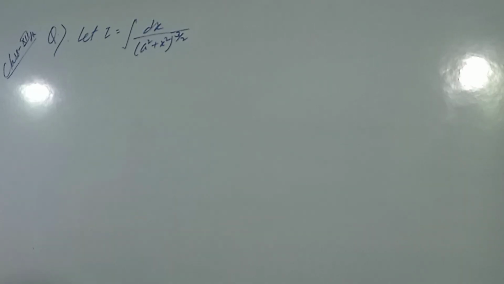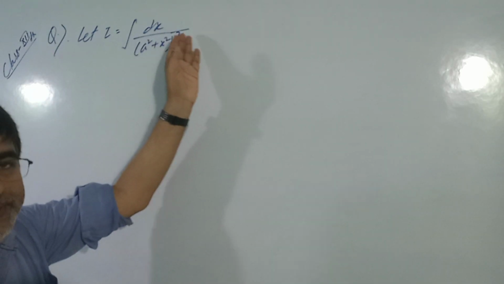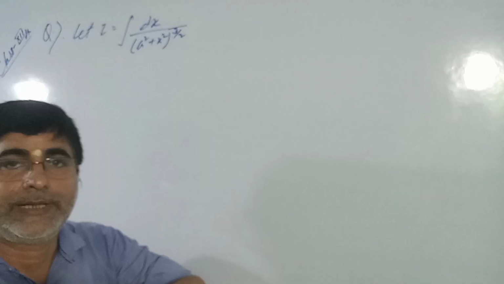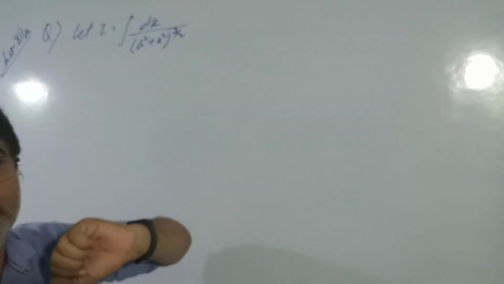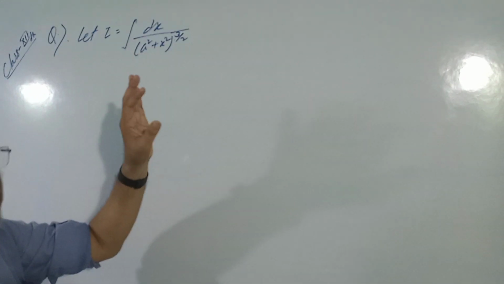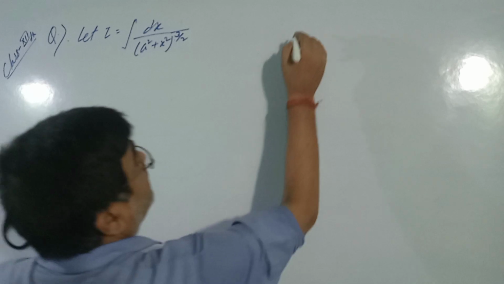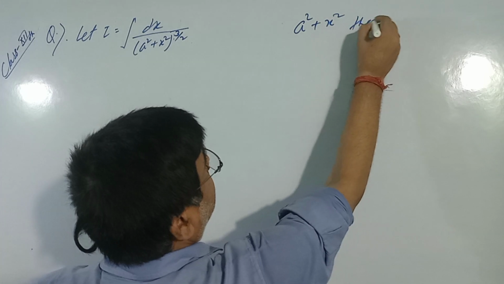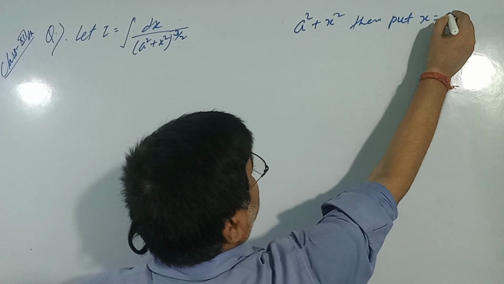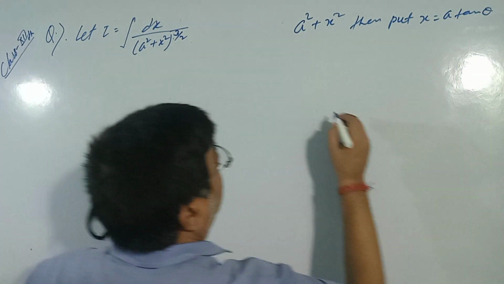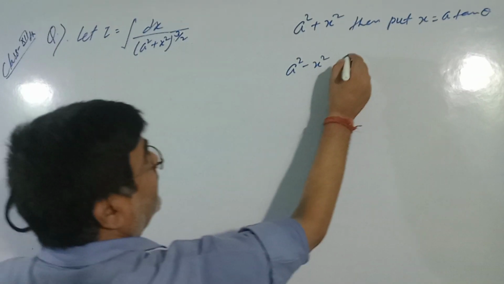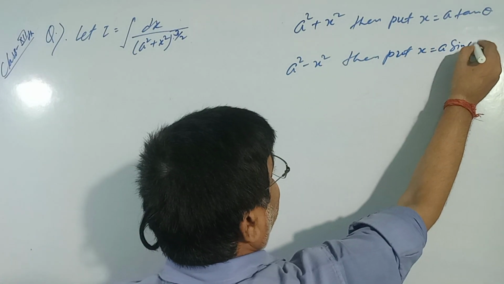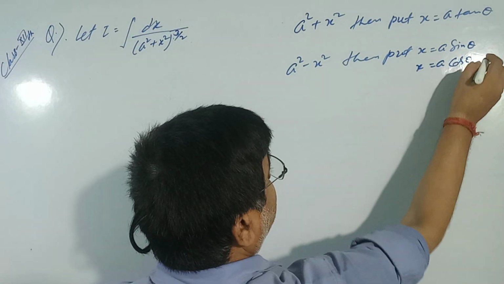Next question. Let I equal the integration of dx over a square plus x square all to the power 3 by 2. Right, students? How to solve this question? First of all, if given a square plus x square, then put x equals a tan theta, and if a square minus x square, then put x equals a sin theta, or x equals a cos theta according to the question.